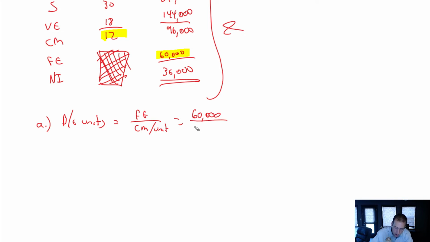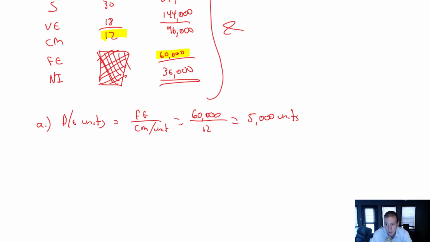60,000 divided by 12. What's 60,000 divided by 12? 60,000 divided by 12 is 5,000 units. Okay, so I've mechanically gone through this, but what the heck does it mean? What this means is if my company sells 5,000 units, I will break even.